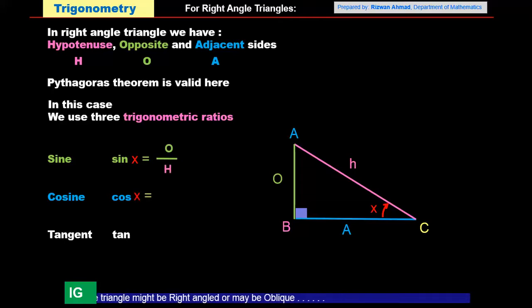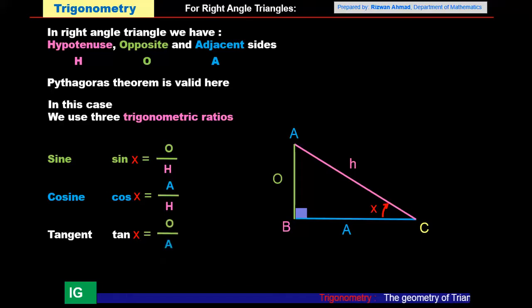Cosine of X will be equal to adjacent over hypotenuse. And tan of X will be equal to opposite over adjacent. So these are the three trigonometric ratios which is valid for the right angle triangles only. Sine is opposite over hypotenuse, cosine is adjacent over hypotenuse, and tan is opposite over adjacent.